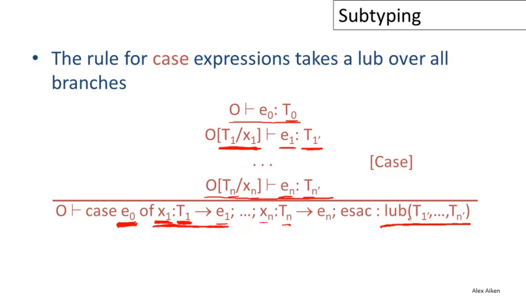And here I've just extended least upper bound from a binary operation to an n-ary operation. That should be clear enough. We're just going to take the least upper bound over all of these types.